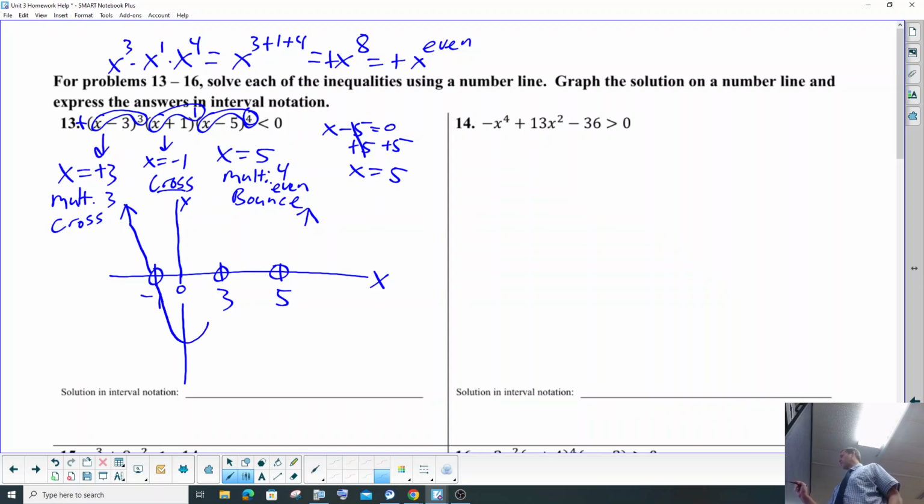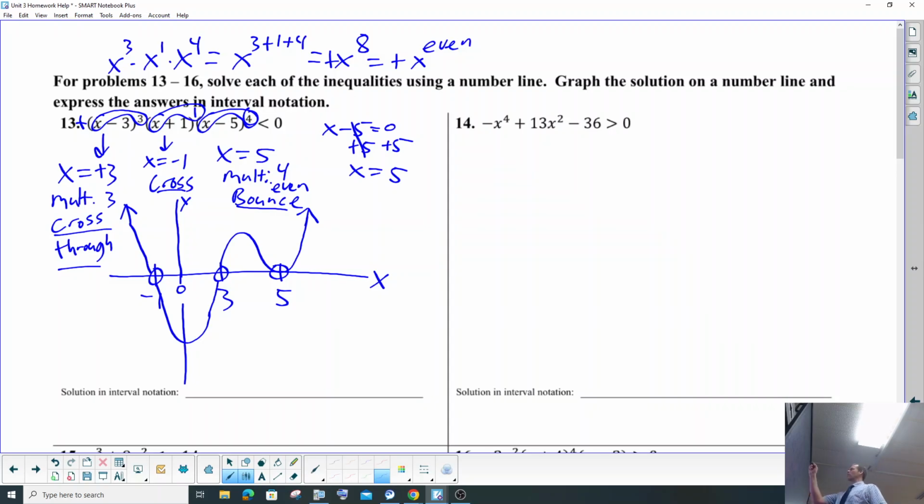At 3, what are we going to do? At 3, we're also going to cross through, right? Because at 3, you have a multiplicity of 3. So that's also cross through. Good. And then at 5, what are we going to do? We're going to bounce. So we're going to bounce like that. Okay, so there's our graph.